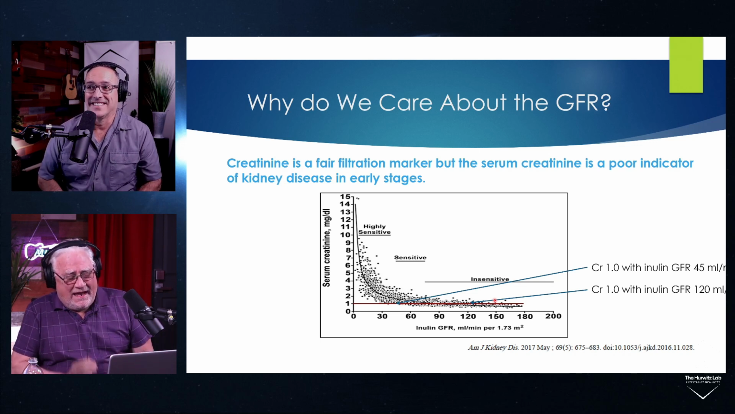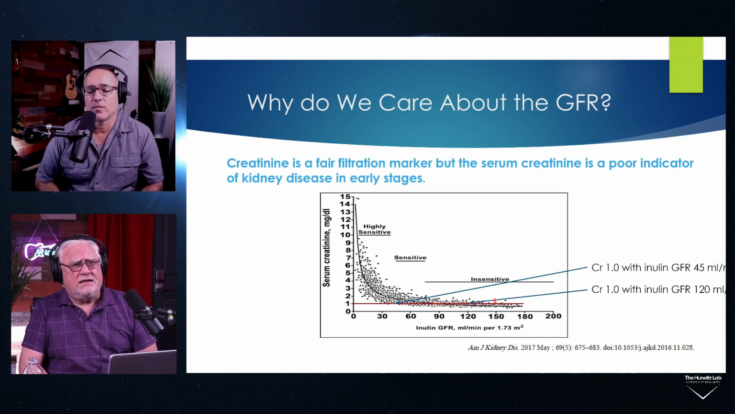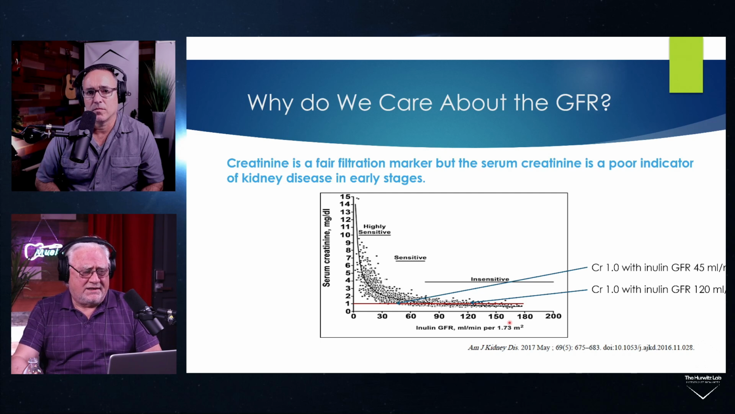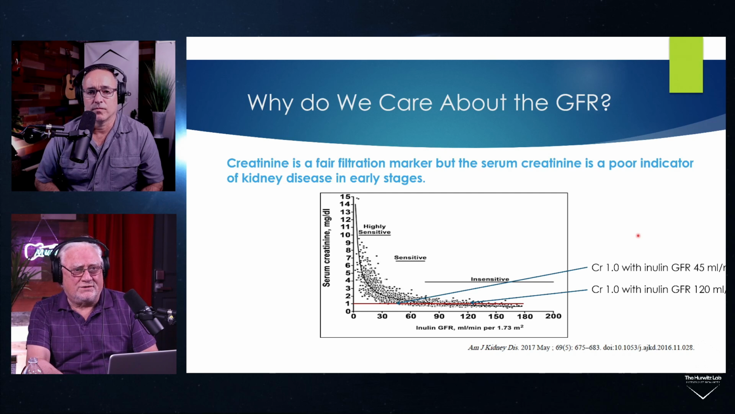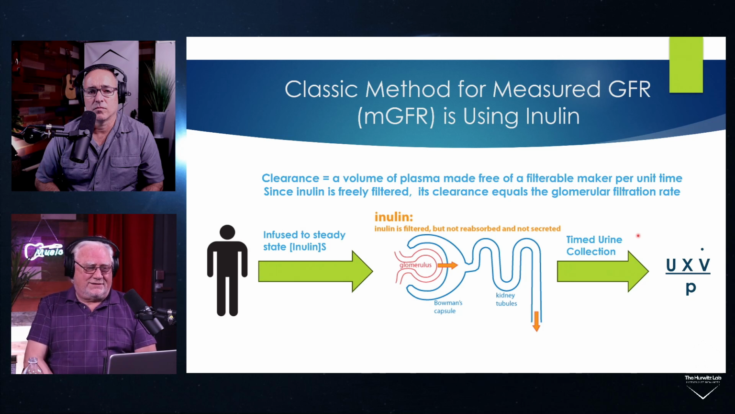Yeah. And so that ultimately is the argument for needing to know what the glomerular filtration rate is rather than the serum concentration of the filtration marker. Yeah. Because the serum concentration of the filtration marker just doesn't give you the right information about what's going on with the kidneys.